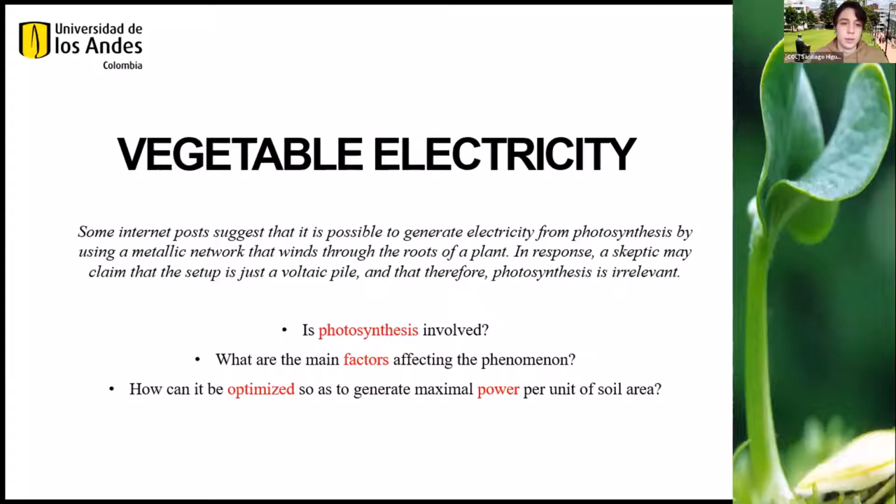So the problem statement: some internet posts suggest that it is possible to generate electricity from photosynthesis by using a metallic network that runs from the root of the plant. So we must specifically determine if photosynthesis is involved, what the main factors affecting the phenomenon are, and how they can be optimized.